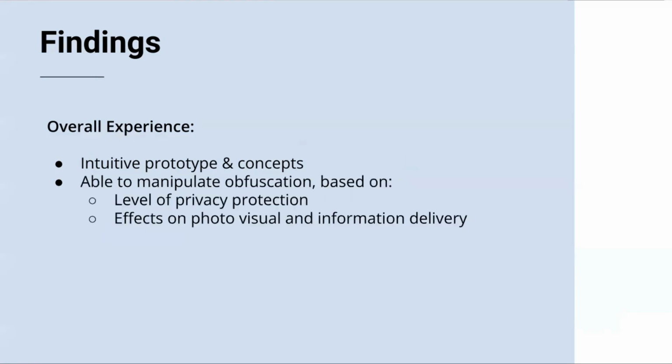Participants were able to use our prototype to interpret and manipulate visual obfuscation details. They commonly based obfuscation decisions on the level of privacy protection provided by an obfuscation option, as well as its effects on the original photos' visual and information delivery goals. Still, they encountered a range of frictions in reviewing and obfuscating the photos. The most common frictions participants experienced include inaccuracy with off-the-shelf models, ineffective obfuscation descriptions, and cognitive load.